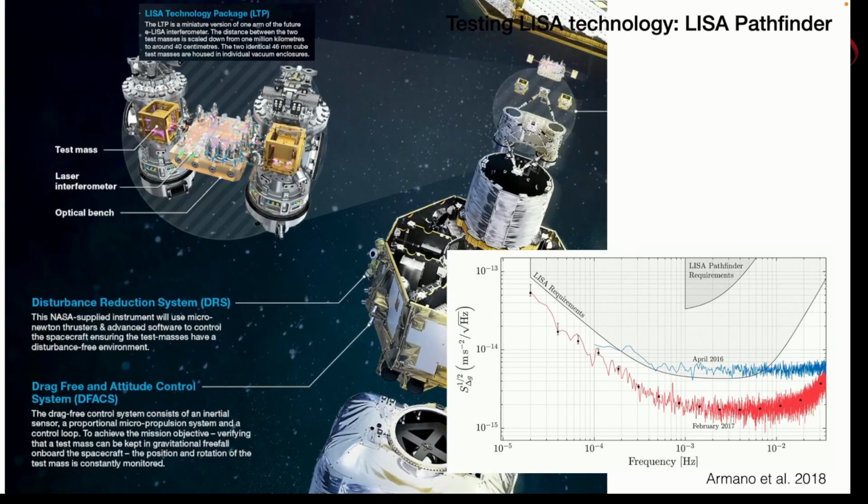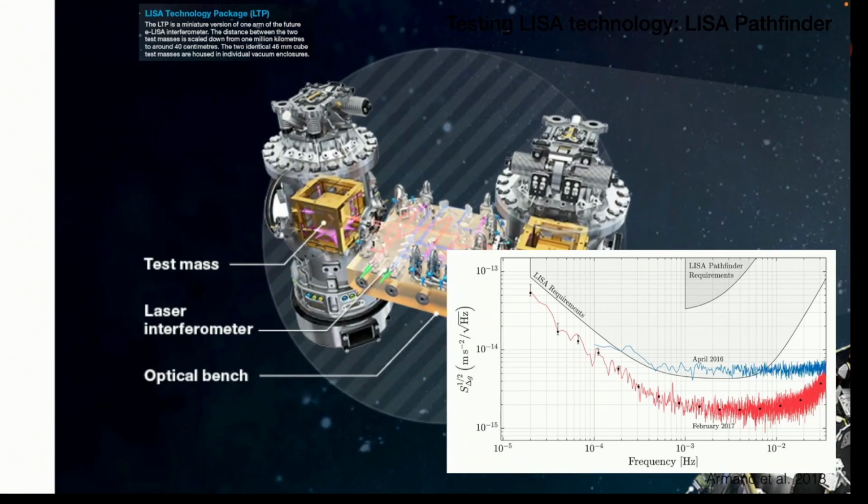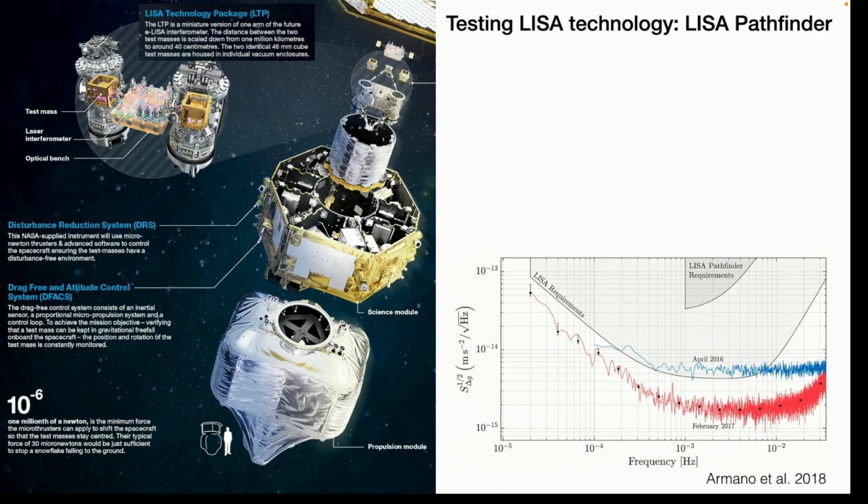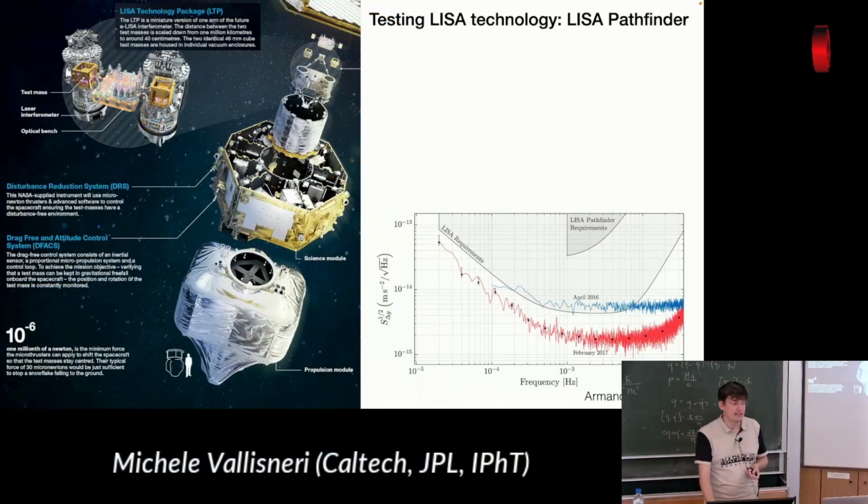And finally, I think this is the, oh, look, I didn't know I had that animation. Pathfinder was an experiment to test out the LISA test masses, so basically the free fall along one axis. You know, APC and Antoine had a big involvement in it. It launched in 2015, operated in 16, 17.